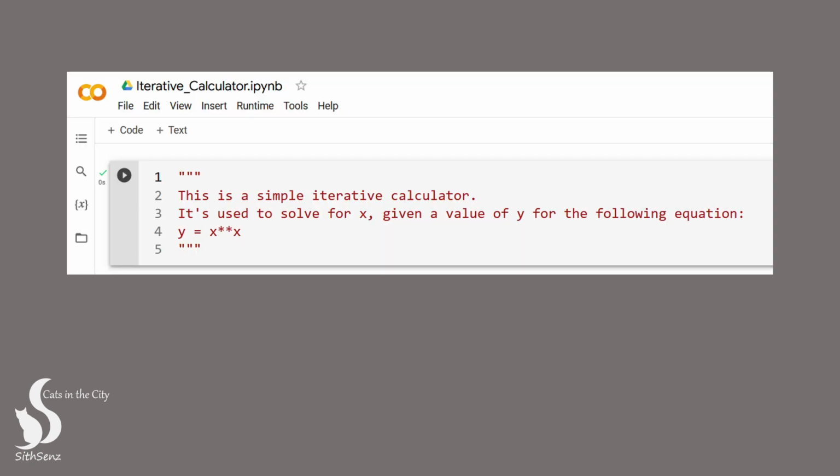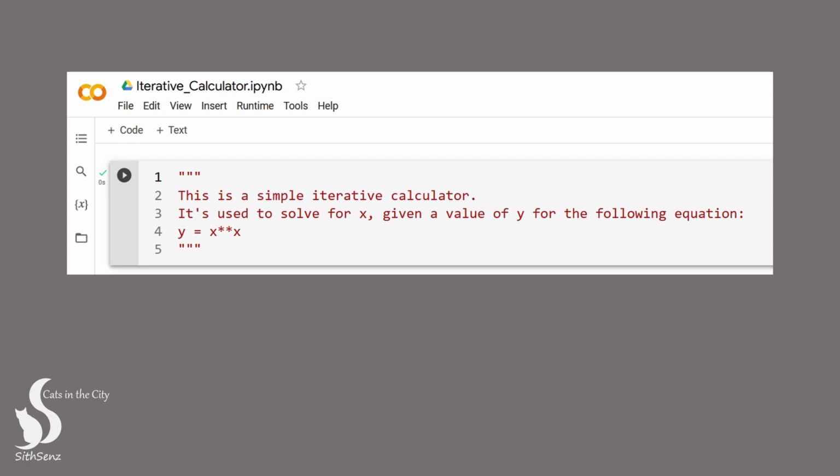I'll call it Iterative Calculator. Firstly, we'll explain the purpose of this code in the doc strings. This is a simple iterative calculator. It's used to solve for x, given a value of y for the following equation: y equals x raised to the power of x.